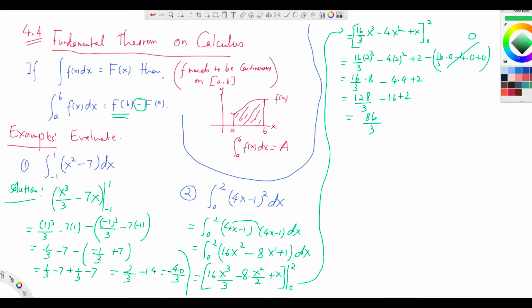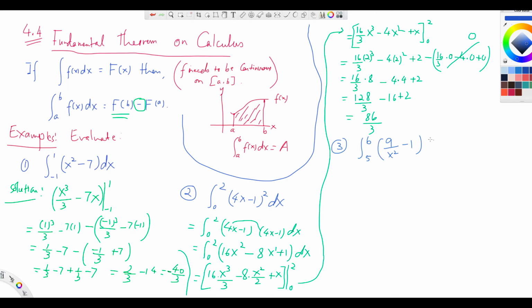Okay, let us take another example. So example number 3, I want to take, let us say, find the integral from 5 to 6 of 9 over x squared minus 1.